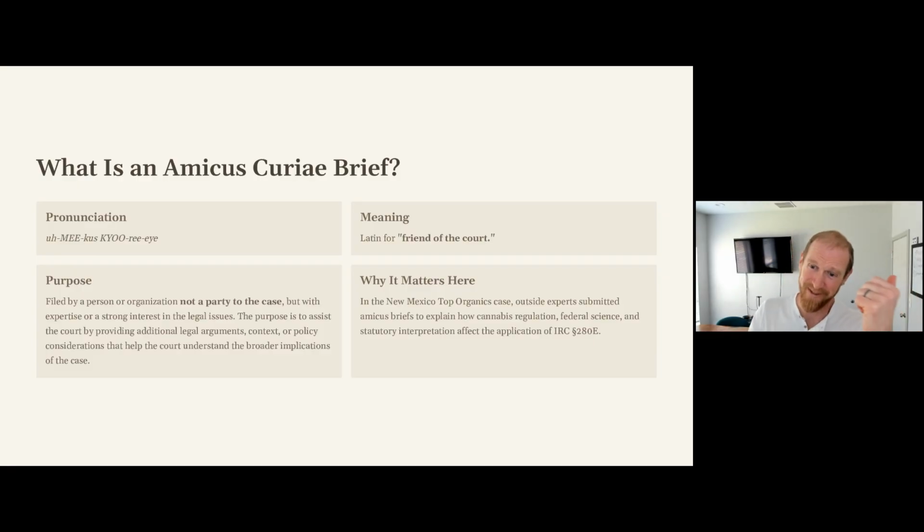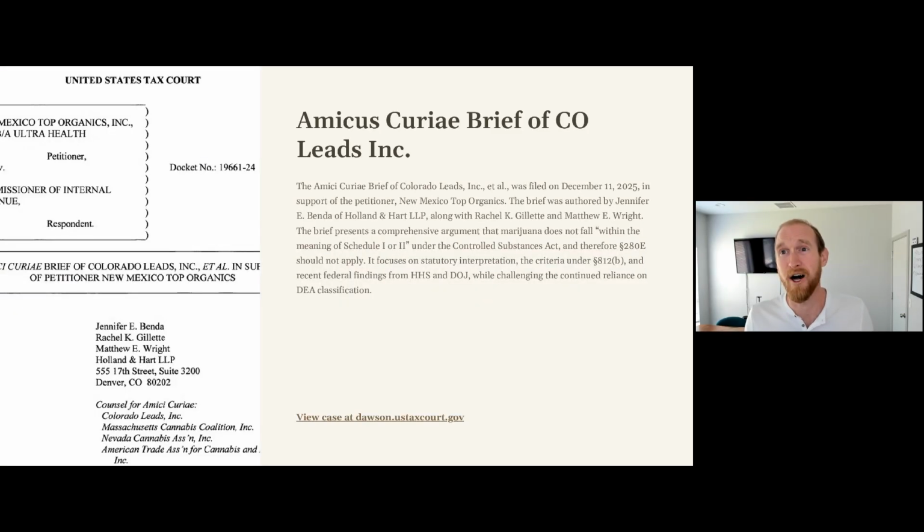another brief that was written in support of Nathaniel's New Mexico Top Organics. And it's what's called an amicus curiae, which means in Latin, apparently, friends of the court. So not only do we have Nathaniel in our corner, but we have other friends in our corner. And one of those friends is the folks at Holland and Hart LLP, specifically Jennifer Benda, who she may have taught here.